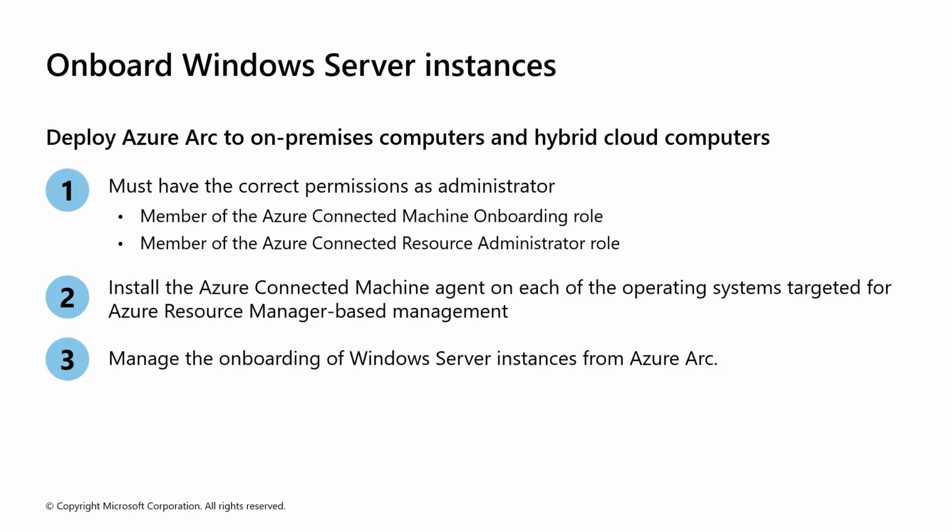To onboard Windows Server instances to Azure Arc, you need to first deploy Azure Arc to your on-prem or hybrid cloud computers. Then ensure you have the right permissions. Next, install the Azure Connected Machine Agent. Onboarding brings your servers under Azure Resource Manager-based management.